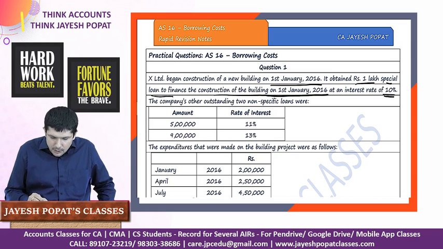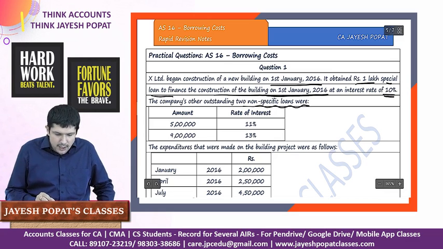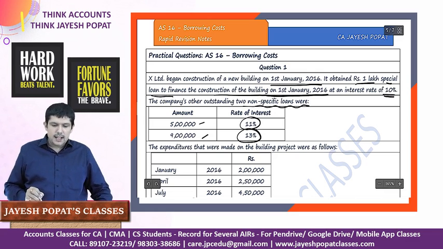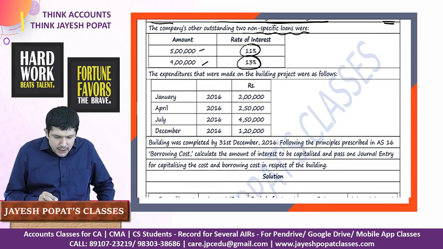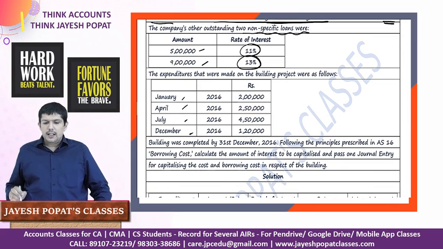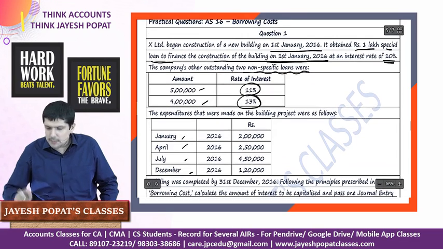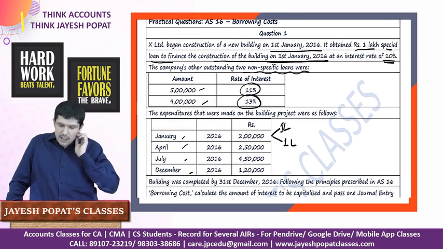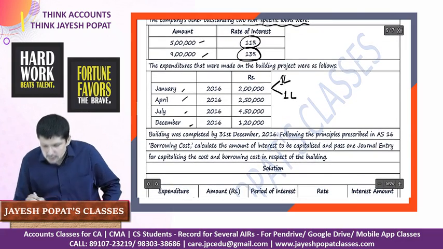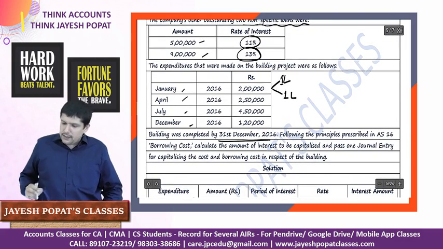The company's other outstanding 2 non-specific loans, they have taken loans of 5 lakh and 9 lakh. One is taken at 11%, another is taken at 13%. The expenditures that were made on the building project, January, April, July, December, various amounts have been incurred, right? So what has happened is in January, the specific loan was taken. So out of this 2 lakh, 1 lakh would have been spent from the specific loan and another 1 lakh would have been spent from the general or non-specific loan. Building was completed on 31st December, so it took a period of 12 months.